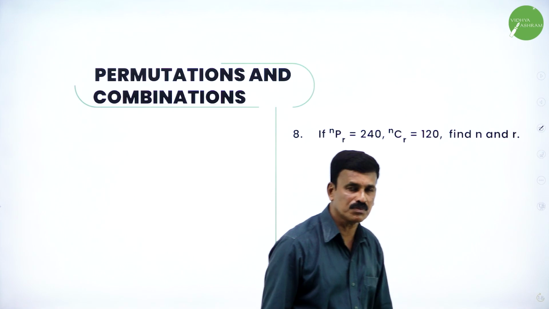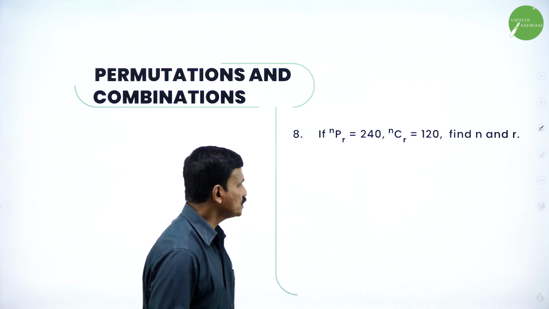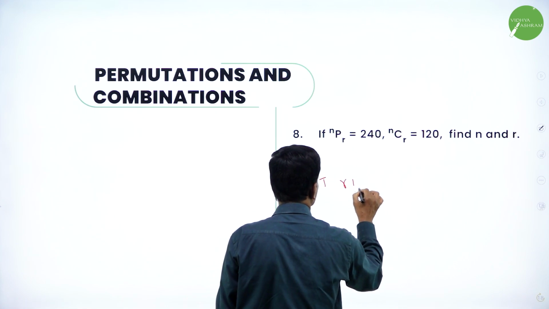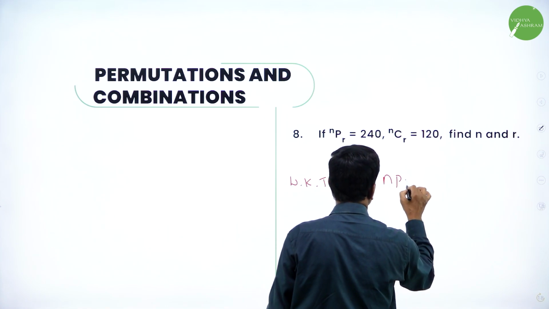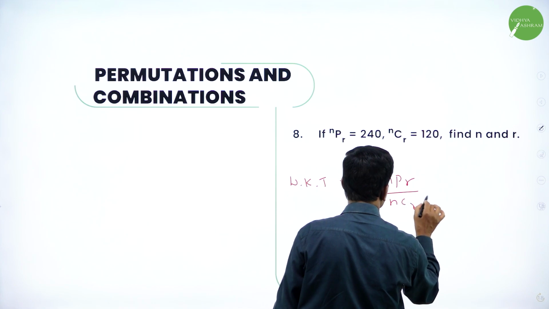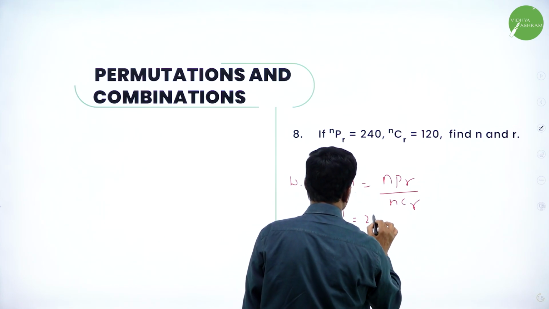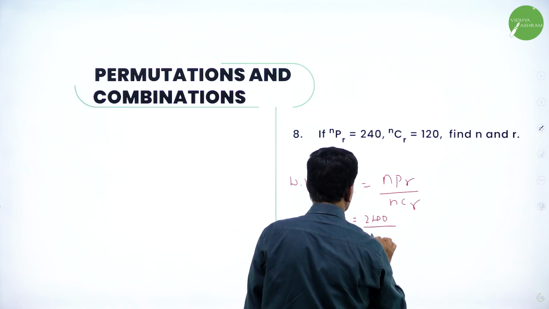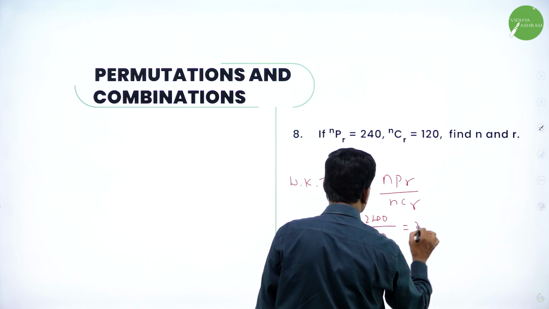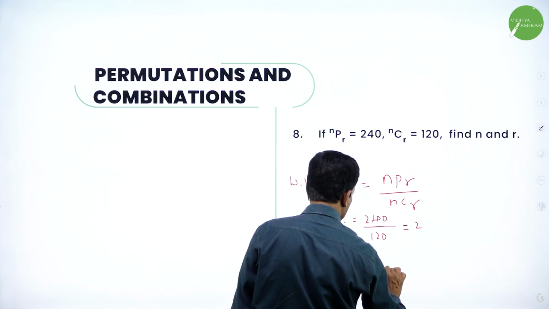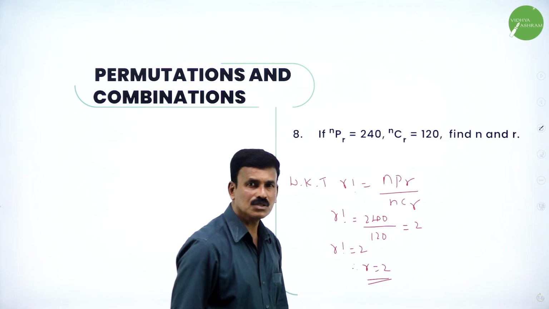Same as that of the previous problem. Now, we know the relation. We know that R factorial is equal to NPR divided by NCR. So, R factorial is equal to NPR, which is 240, divided by NCR, which is 120, that's equal to 2. R factorial is equal to 2 means, therefore, R is equal to 2. That's all. R is equal to 2.